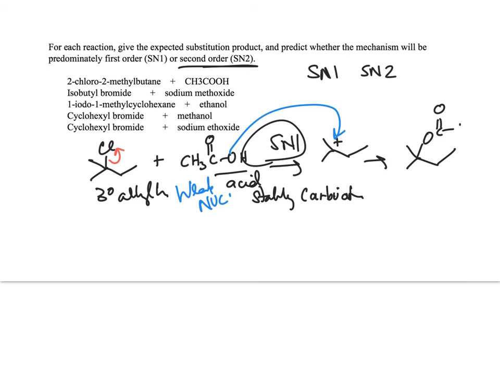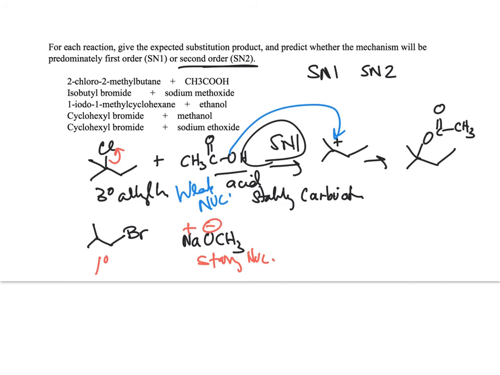OCH3. Okay, so that's SN1. The next one, isobutyl bromide plus sodium methoxide. Okay, sodium methoxide, once you make sodium positive, you make oxygen negative. That's a strong nucleophile because you've got a negative oxygen, negative nucleophile.